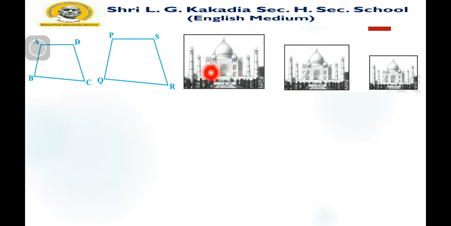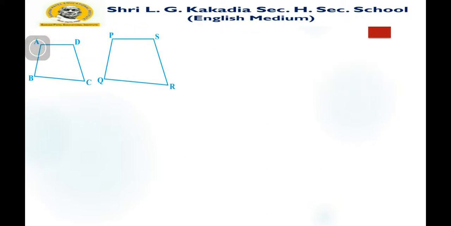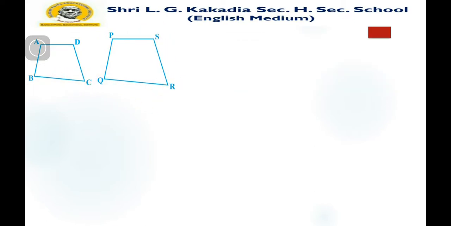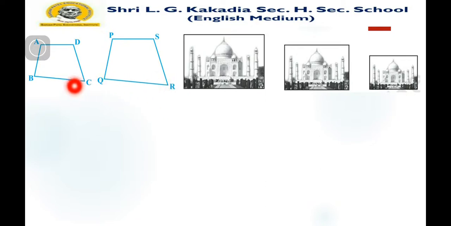In this shape we can say that it is a rectangle, so all angles are 90 degrees. So here all shapes have the same angles, but the ratio or proportion between the corresponding sides, AD upon PS, CD upon SR, BC upon QR and AB upon PQ, should be the same. The ratio must be the same. Then we can say that both figures are similar.